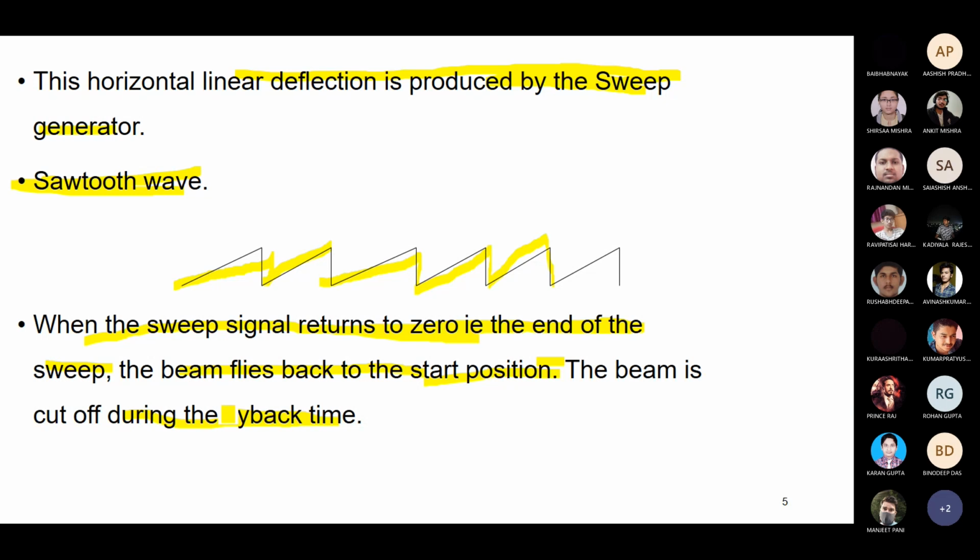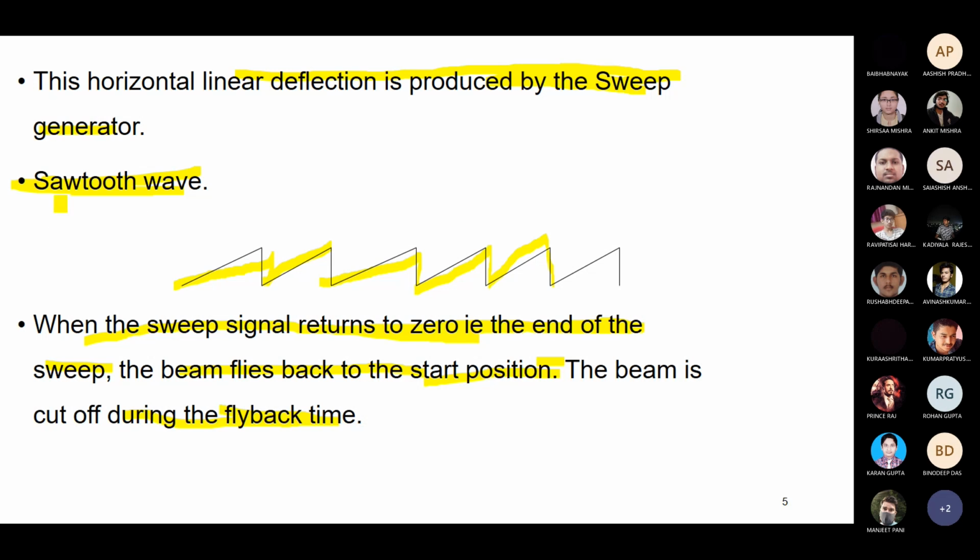That flywheel concept is called flyback from our electrical point of view. Flyback means energy is incoming, and after that it is stored again. The same thing happens here when the beam goes back to start. So again it is the start position, then off position, then start position, then off position, like that.